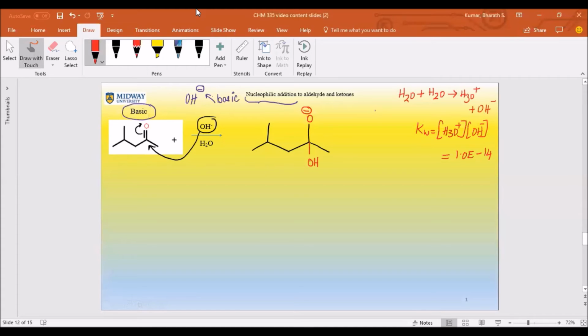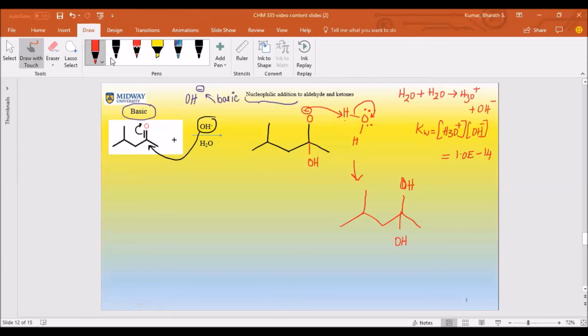Now this reacts with the water that's present in the bottom portion. I explained to you earlier how reactions work when you have two reagents, one on the top, one on the bottom. So the O minus picks up the hydrogen, and this comes back here. So you will end up with this product. What is important to note is that you're ending up with what is called a diol.